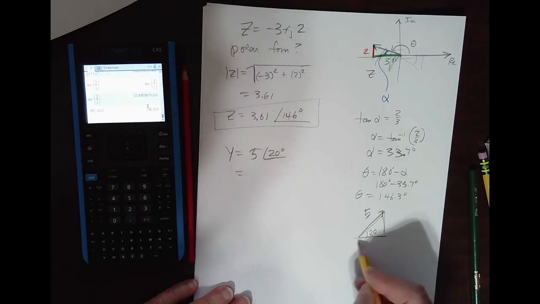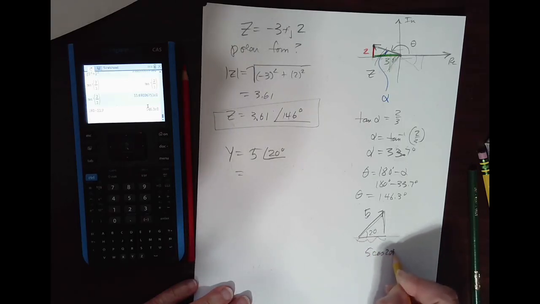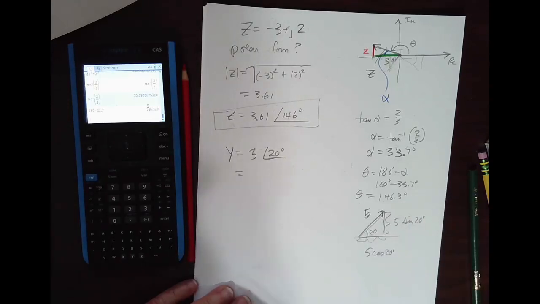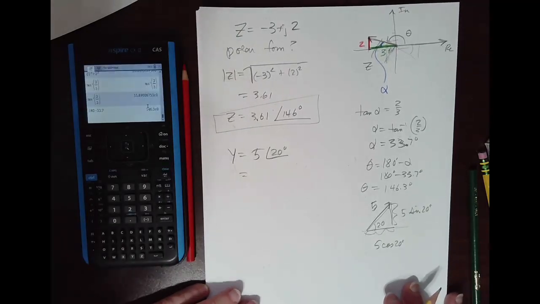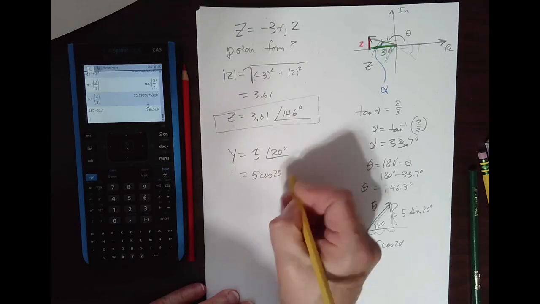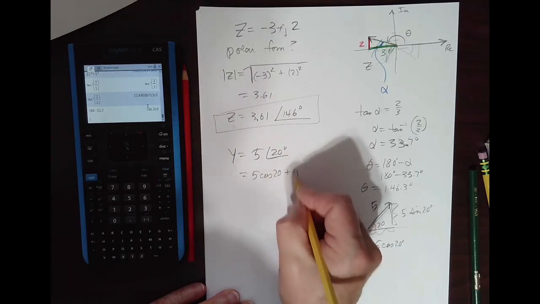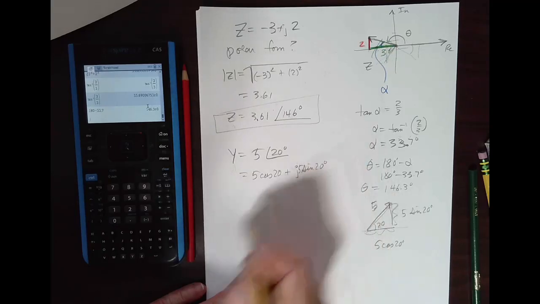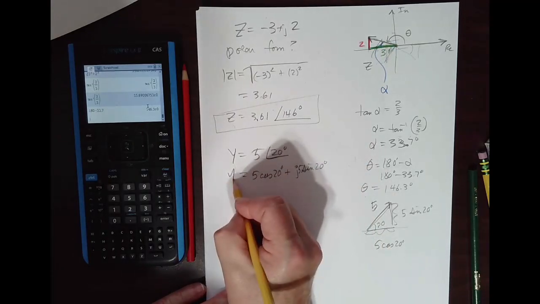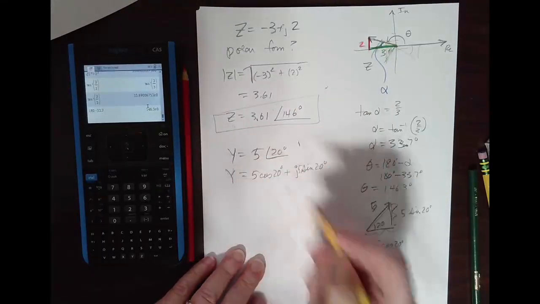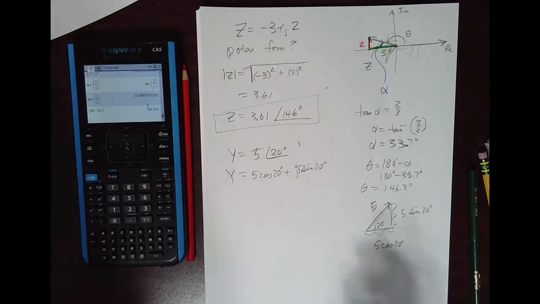So our real part is going to be 5 cosine 20, and our imaginary part is 5 sine 20, just like we've been doing in physics all the time, getting the components of the vectors. So it would be 5 cosine 20 plus j 5 sine 20 would be our complex number converted to rectangular form. All right.